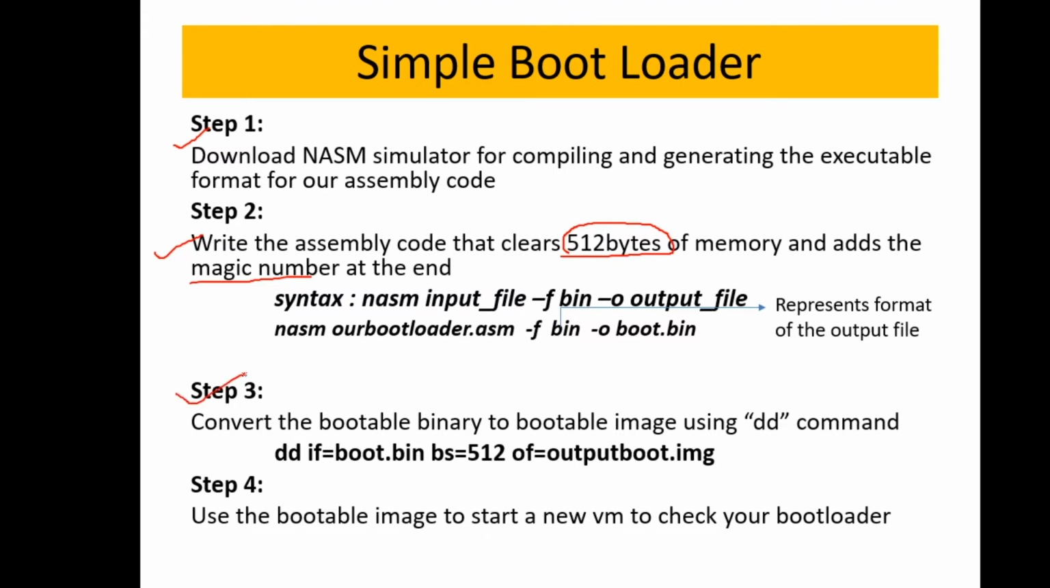And in step 3, we'll convert the bootable binary to a bootable image using the dd command. So your bootable bin will be converted into an image. This is the image we will use to visualize the output. So step 3 is we have to convert your bootable binary to an image format. And step 4 is to use this bootable image in a new virtual machine to check your bootloader. That is what we are going to do now.